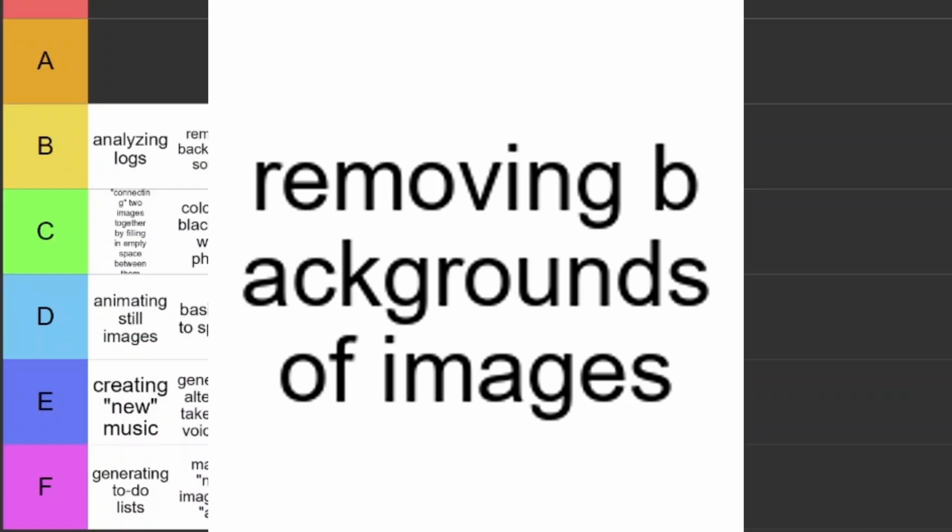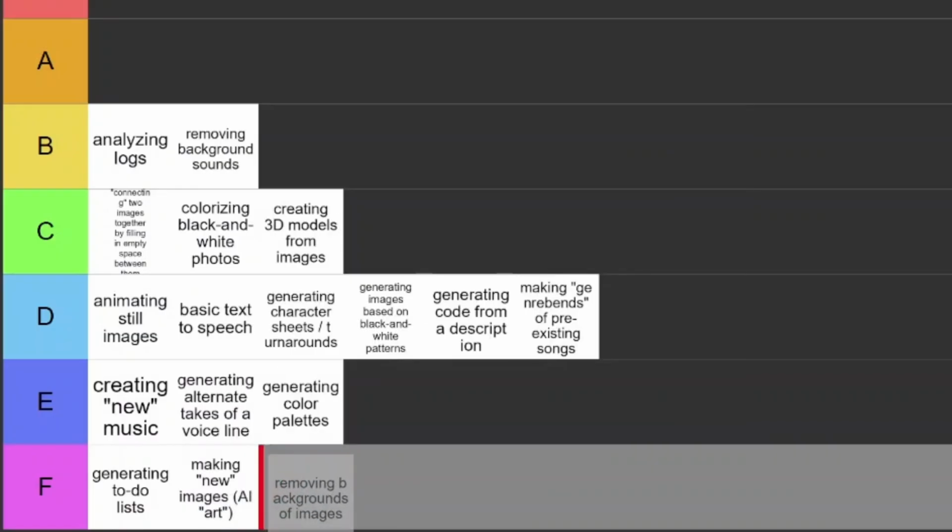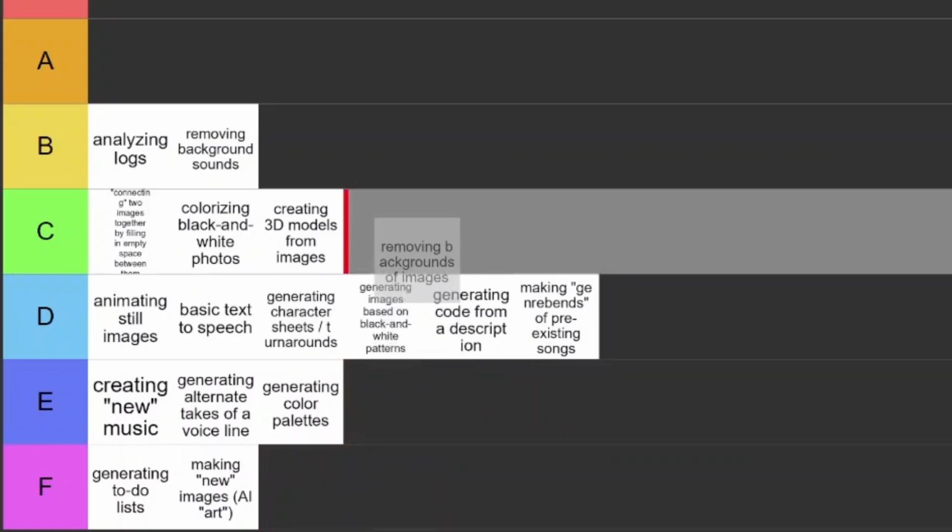Removing backgrounds from images. Another one that's kind of interesting. I'm thinking for this one we do C because you do not need AI for this. You could do this in Photoshop yourself, but it is pretty good at it, and you could argue that AI could do a better job than you could. It's definitely faster too, so I'll say C tier for that one.